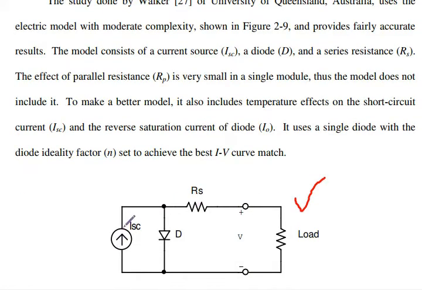I short circuit, as I previously repeated, is the current produced by an ideal PV. This is the diode current ID in this direction, and this will be the current I flowing in this direction through this load.